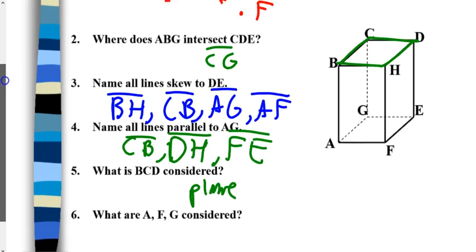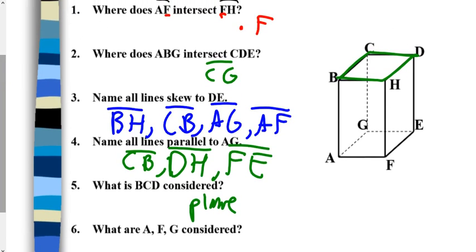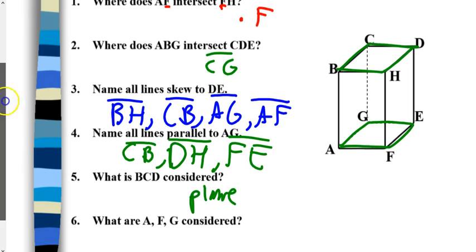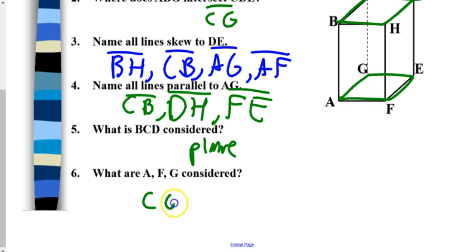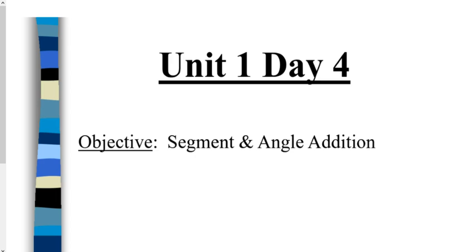What about A, F, and G? Coplanar. Now look at the difference in the questions. What is BCD? No commas. BCD is considered plane BCD. A, comma, F, and G are separate points. So we're talking about what are they? They are coplanar. We're describing them, not what they make. It's a slight difference, but you have to understand the difference in what's being asked and how you write it.